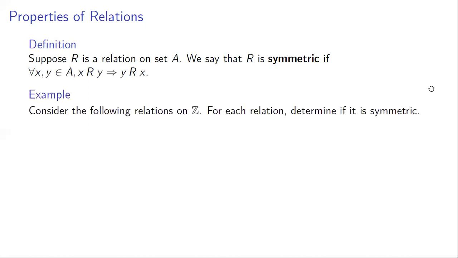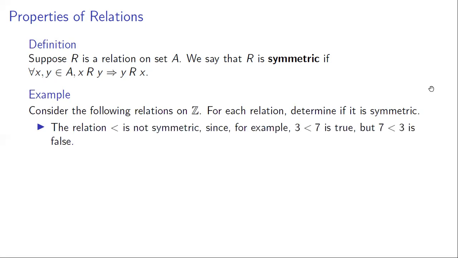So for example, consider the same relations on Z, and for each relation, we want to determine now if it is symmetric. It's going to be the same 5 relations. So here's the relation less than. Is it symmetric? It is not symmetric. And here's why. 3 is less than 7 is true, but 7 is less than 3 is false. 3 is less than 7, but 7 is not less than 3.